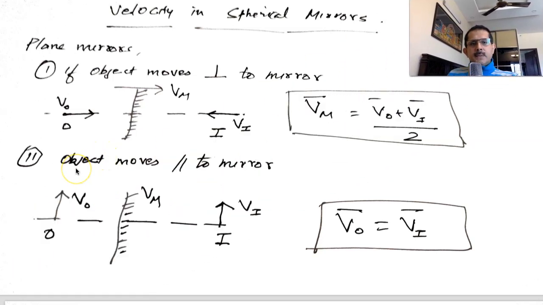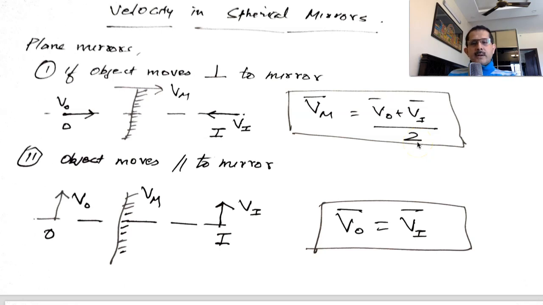One being the plane mirror. In the plane mirror, if the object is going towards the mirror in the direction of the mirror with the speed of VO, as you can see here, the mirror is moving in the same direction with the velocity Vm. Then the image will move, of course, in this direction, because the nearer the object goes, the nearer the image comes, especially when it is a plane mirror. In that case, we can say Vm is equal to Vo plus Vi, which is the velocity of the image, divided by 2.